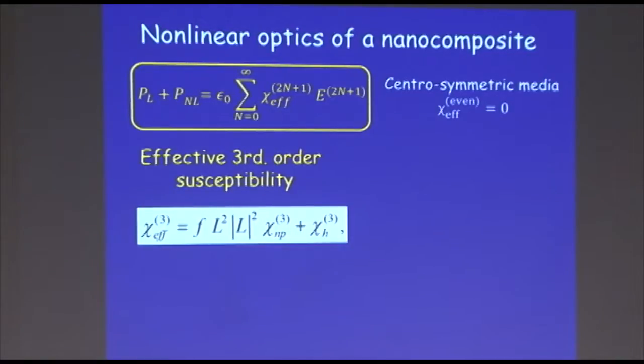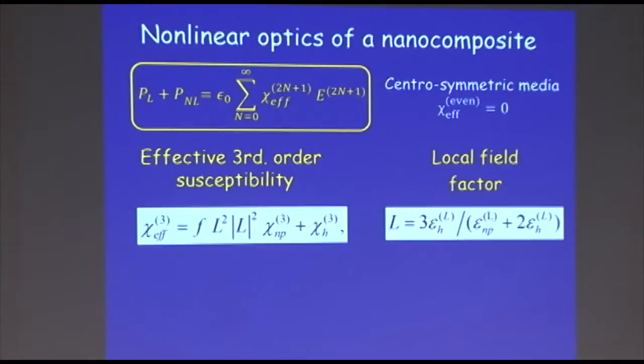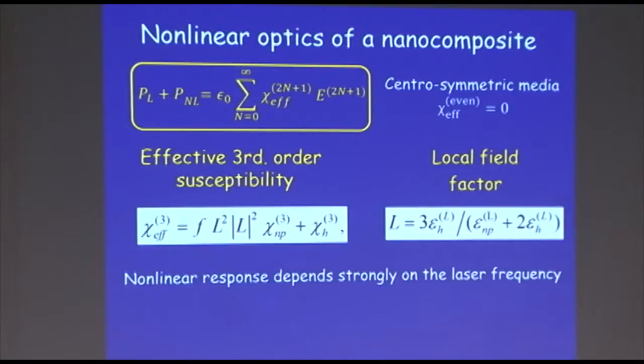Well, so what I have here is the chi3 of the nanoparticles, the local field factor that depends on the dielectric function, and F is the concentration of particles. I mean, the number of particles per unit volume. So that's an effective susceptibility. This part here may dominate the other one, can be very large with respect to this one, just because the contribution of the nanoparticles is large. That's the local field factor. And then you see that L depends very much on the frequency that you use. And it depends also on the amount of particles that you put in your sample.